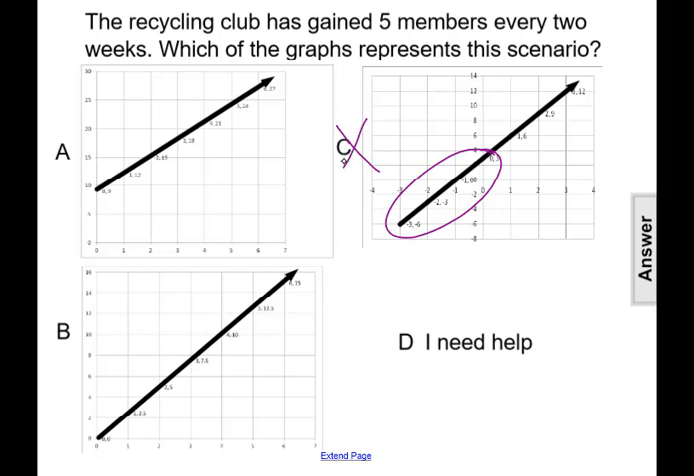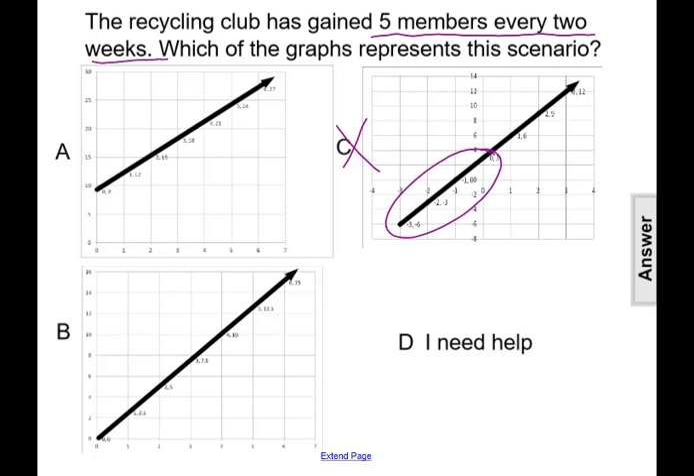That leaves us with graphs A and B, and to decide which one is better for the scenario, we have to look closer at the ordered pairs on the graph to see which ones will specifically tell us that not only is the recycling club gaining members as the weeks increase, but rather the club is specifically gaining 5 members every 2 weeks.